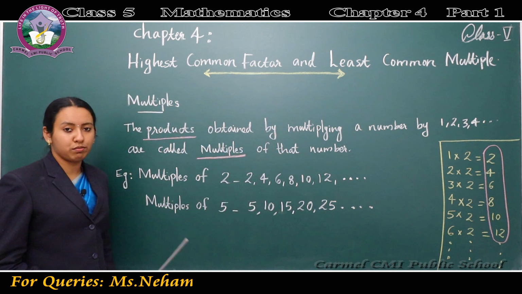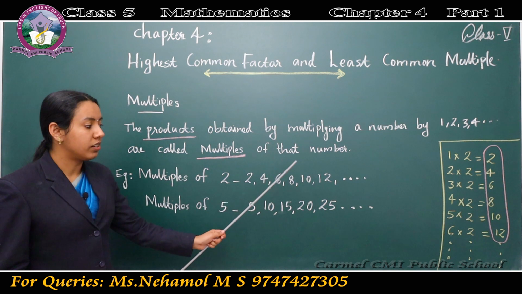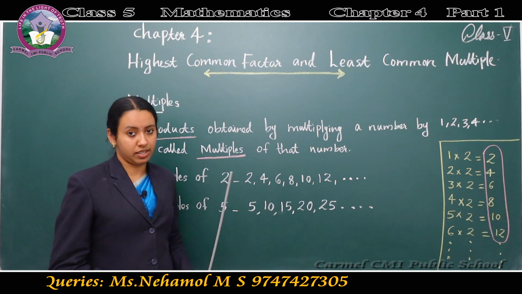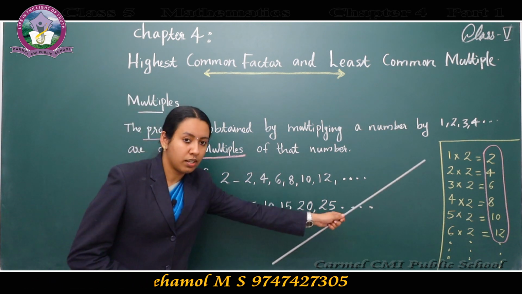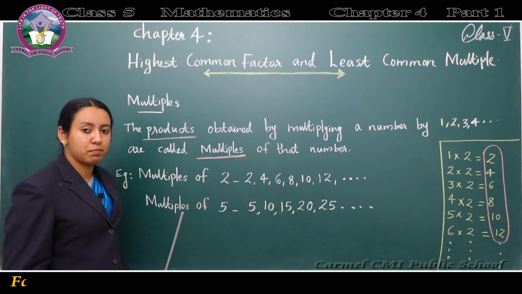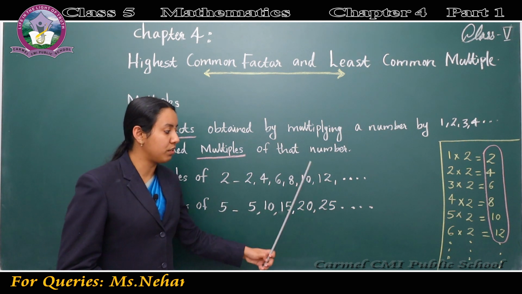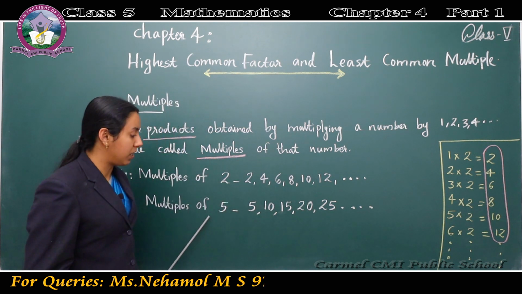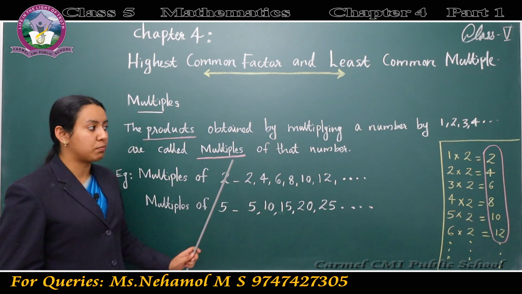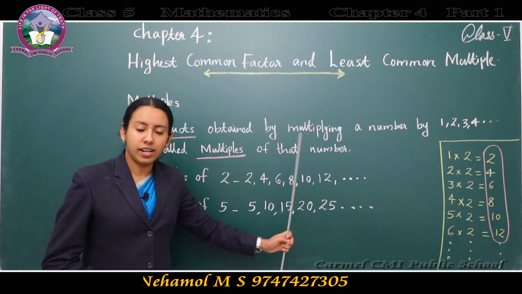Example, multiples of 2. Which are the multiples of 2? 2, 4, 6, 8, 10, 12, etc. Multiples of a number are infinite, that means uncountable. Then, multiples of 5. Which are the multiples of 5? 5, 10, 15, 20, 25, etc. The products obtained by multiplying a number by 1, 2, 3, 4, etc. are known as multiples of that number.